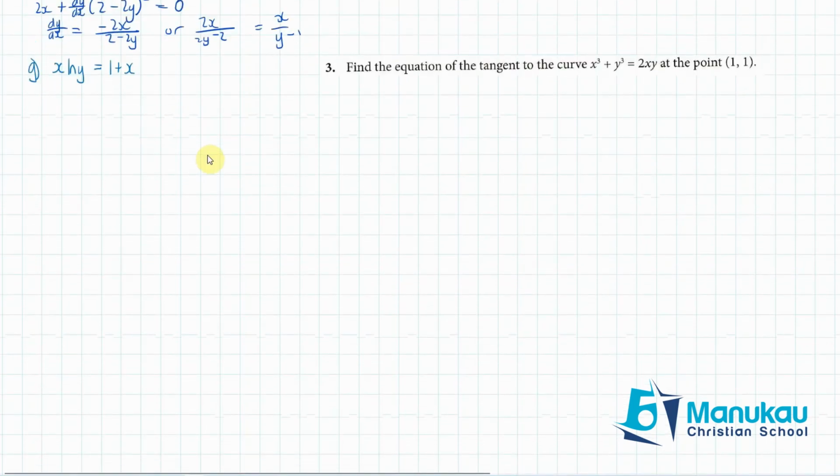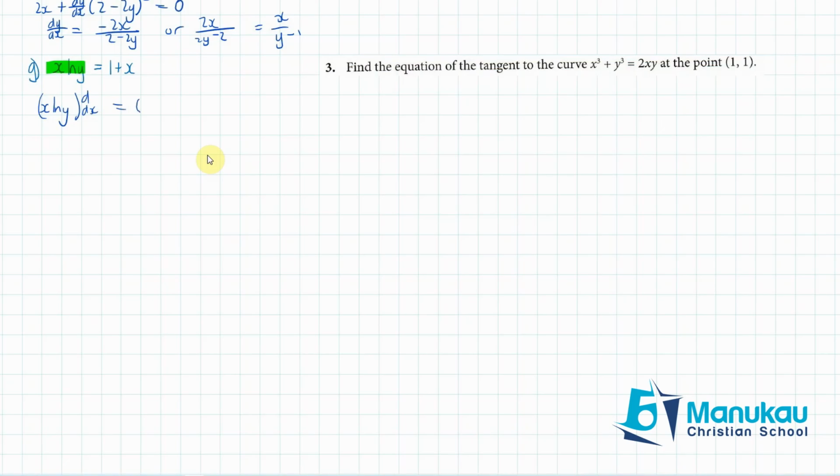Okay, let's take a look at this one here. x ln y equals 1 plus x. Now I hope you've noticed, and I'm sure you have, that we have to use the product rule here. So we've got x ln y, and to all of that we're going to apply d dx equals, and then when we apply d dx to 1, that's 0, and then when we apply it to x, that's 1. So the right hand side is fairly easy in this case.